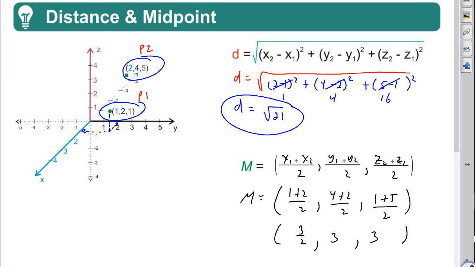Where would it be? Well, somewhere about there visually, which technically would have the coordinates 3/2, 3, 3. 3D, you can do it. You can find the distance, you can find the midpoint. That's a whole lot easier. Graphing gets a little tricky, but with a little bit of practice, you can figure out how to graph them as well. But that's the idea and that's the concept. All right, that's it.